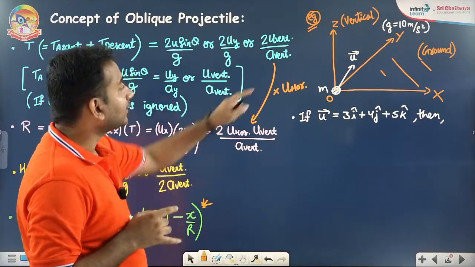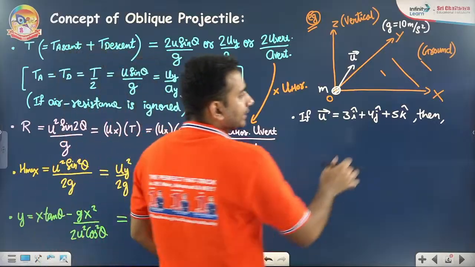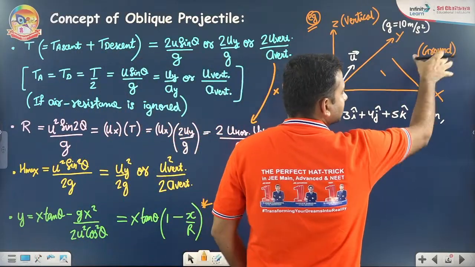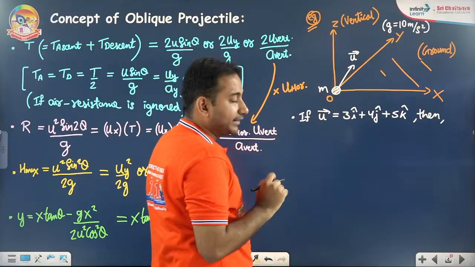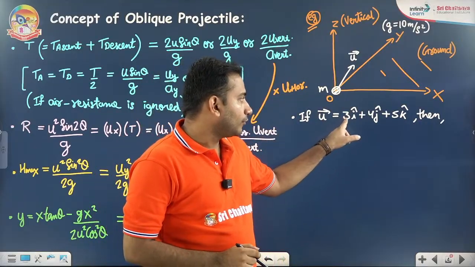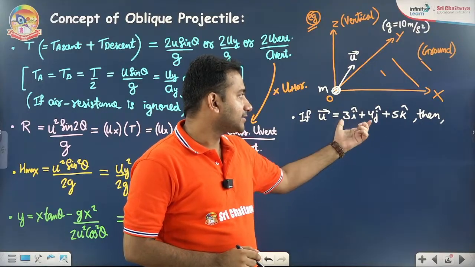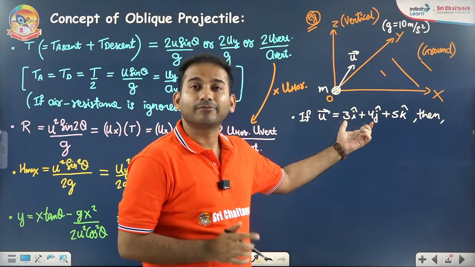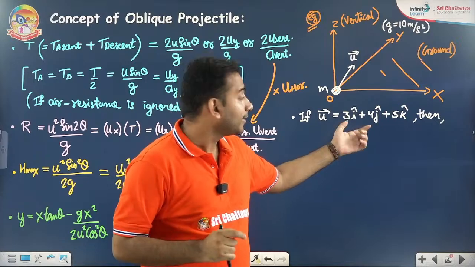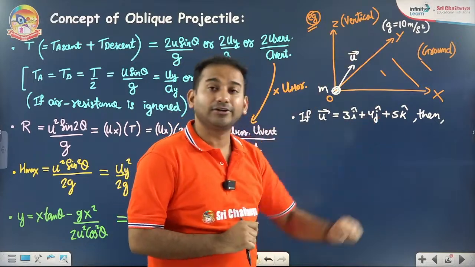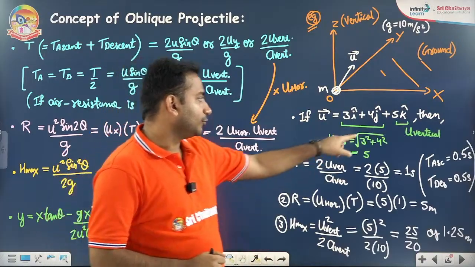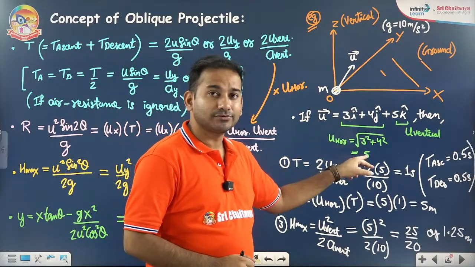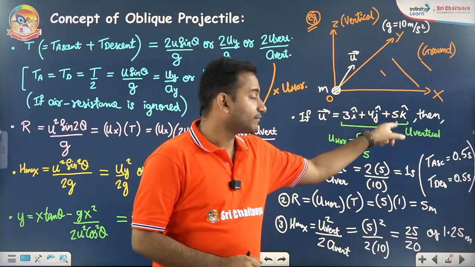Entire vector is given and the diagram is given to you. So x-axis and y-axis, basically the xy plane will be serving as ground and z-axis is serving as vertical. So the resultant of 3i cap plus 4j cap will together give you u horizontal and the z-axis component will be giving you u vertical, which means u horizontal is the resultant of these two and u vertical is alone this 5.